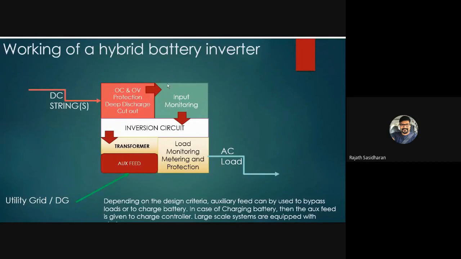In a hybrid battery inverter, it's similar to the previous inverter, just that here you can see right next to the transformer, there is an auxiliary feed. This is just a portion of connecting another source of power, and it goes to the AC load. That's the only difference between these two kind of inverters.